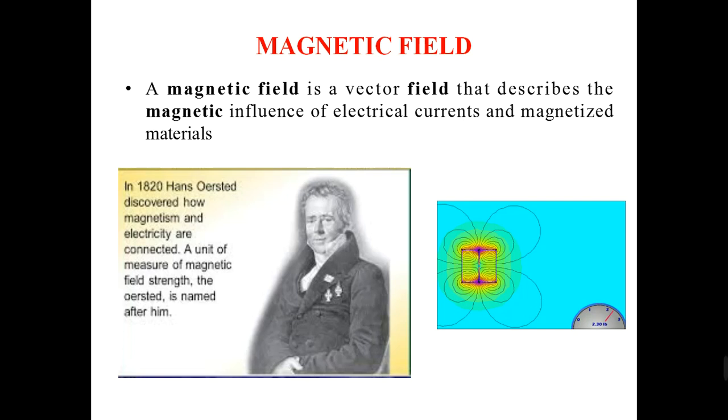Actually, in the year 1820, Hans Oersted discovered how magnetism and electricity are connected. The Oersted, a unit measure of magnetic field strength, is named after him.